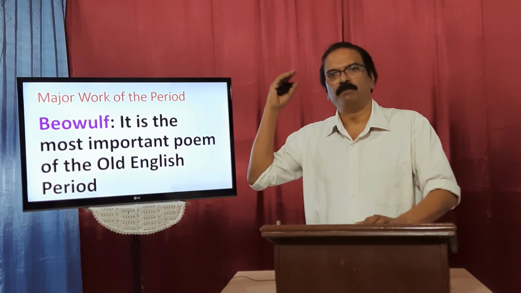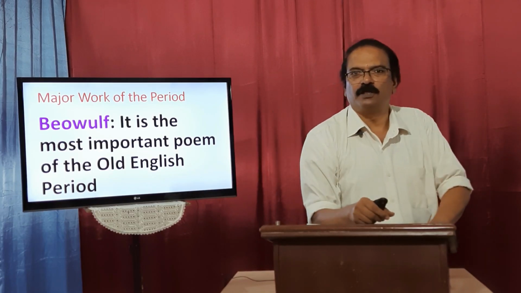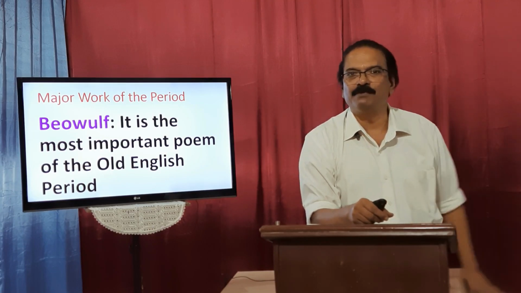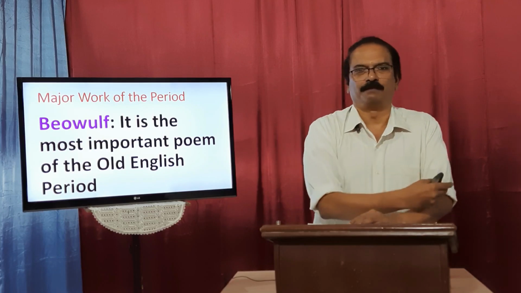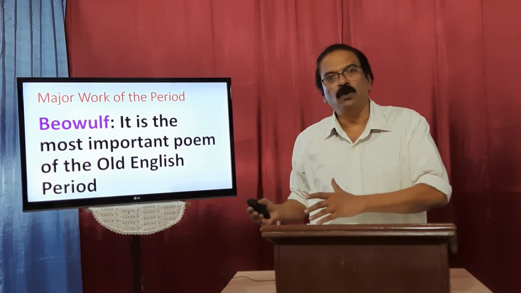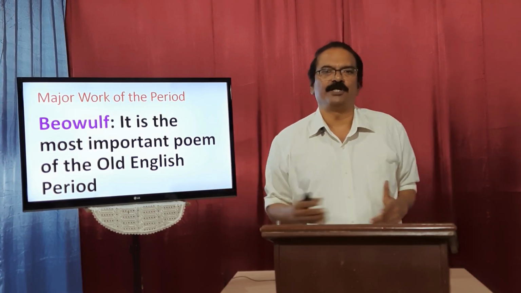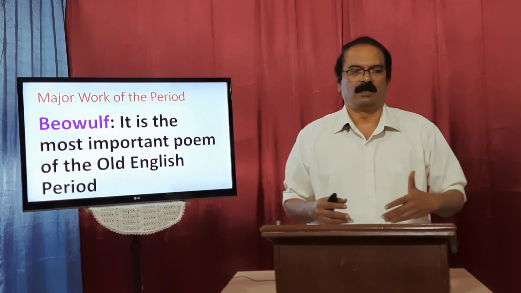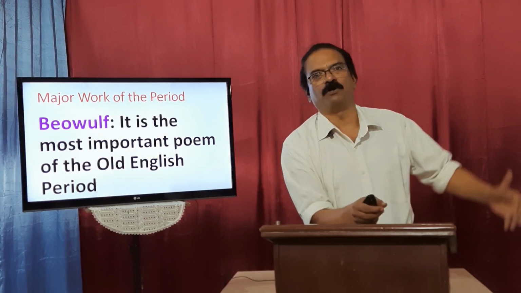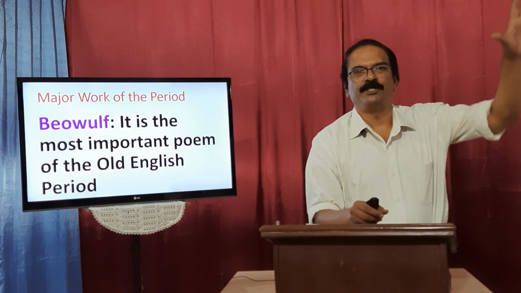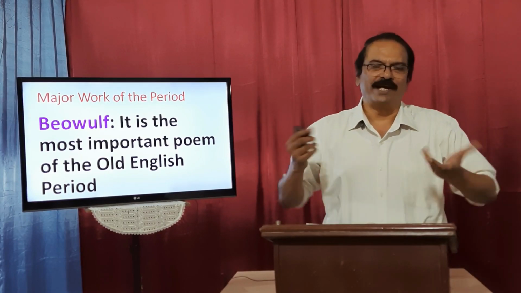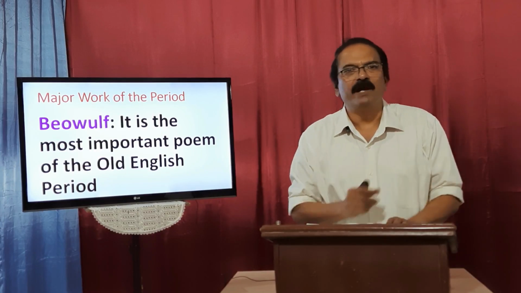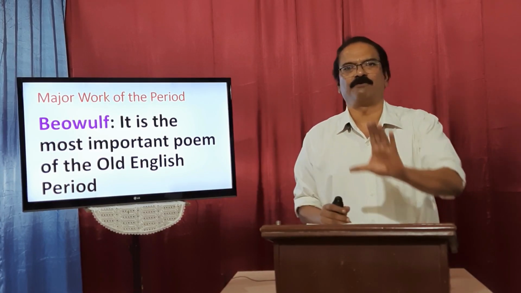Okay, now Beowulf goes in search of Grendel's mother. She's not named so in the poem, and finally kills her. And now Beowulf and his companions leave Denmark with a lot of trophies, a lot of treasures, and later on in England, in Sweden, Beowulf becomes the king and rules the country for 50 years.